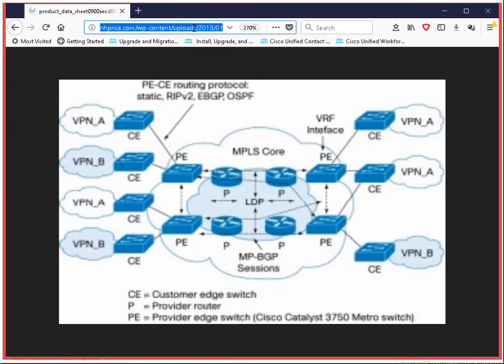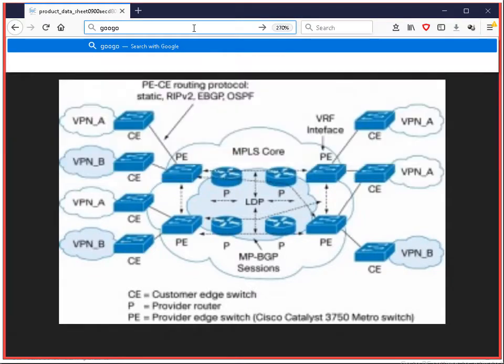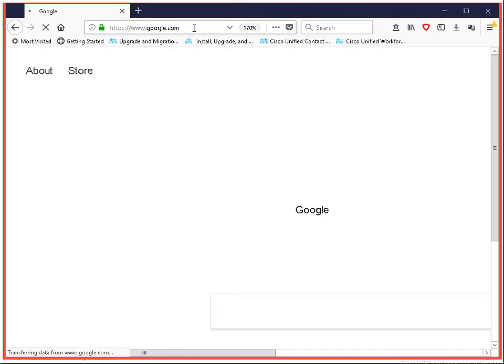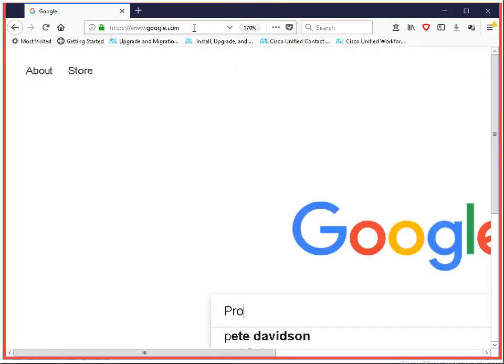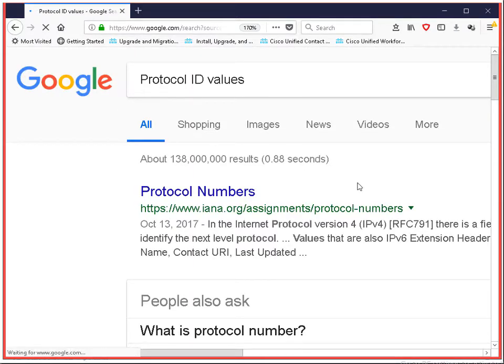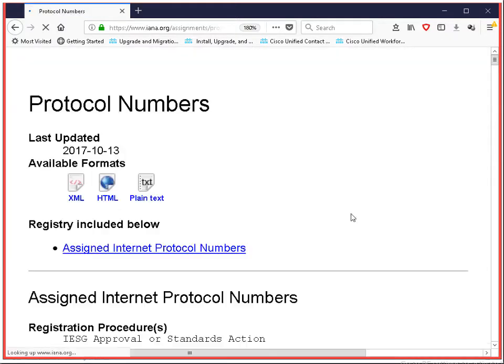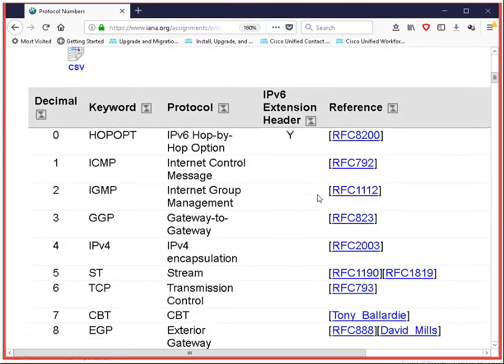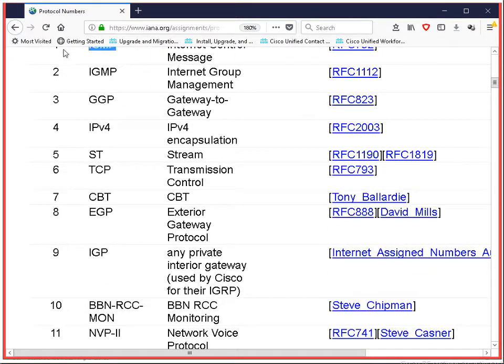I don't know how we got away with not using it before, but I just search for protocol ID values. Sure enough, it's the IANA. Again, those guys are responsible for anything that has to do with numbers. And we can see all the different protocols. ICMP is protocol 1, IGMP is protocol 2, IPv4 is protocol number 4.